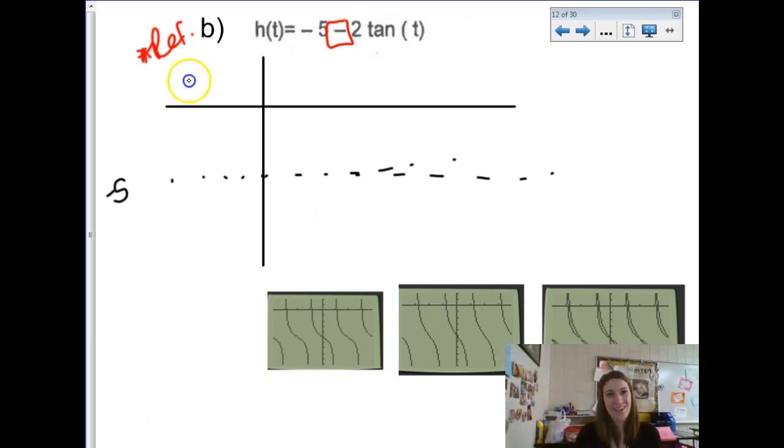So keep that in mind. Alright, so here we have 0 radians. The period is just going to be our regular pi because the b value is 1, which means for our tangent function it is going to cross the midline intercept here at negative 5 at 0 radians, but it's going to have half the period to the left and half the period to the right.